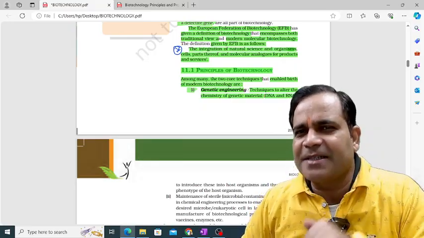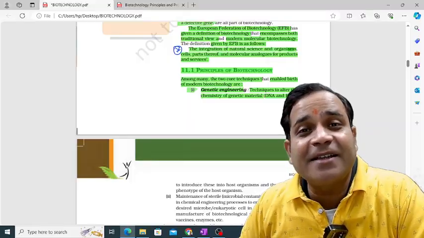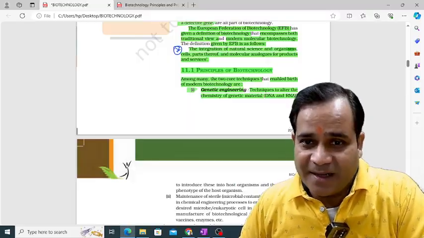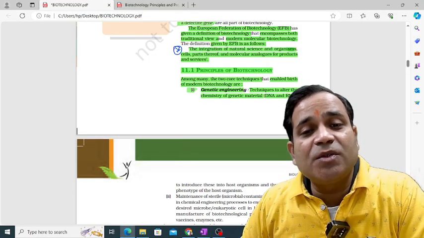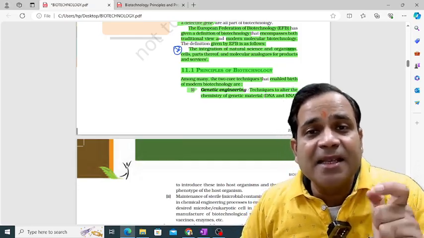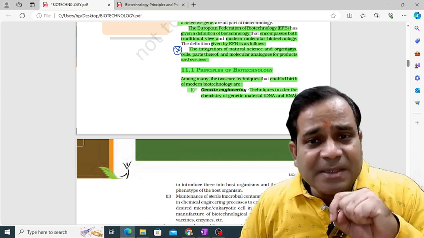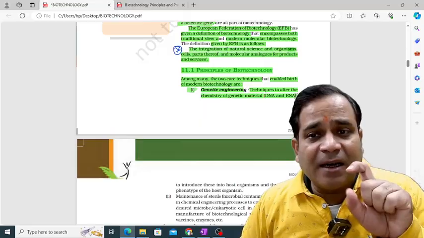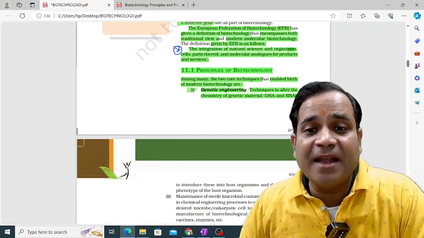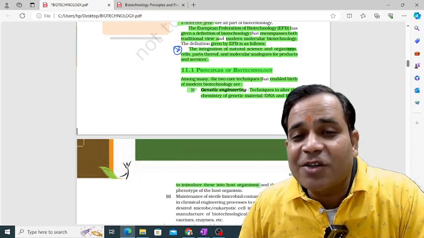Only 40%, my dear. 40% DNA content on chromosomes. The rest 60% contains histone protein, my dear. So if anybody asks you what genetic engineering is, you say it is the technique to alter the chemistry of genetic material. If I say alter the chemistry of genetic material, then it is known as genetic engineering.